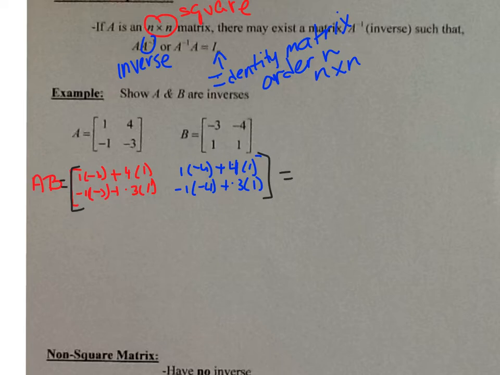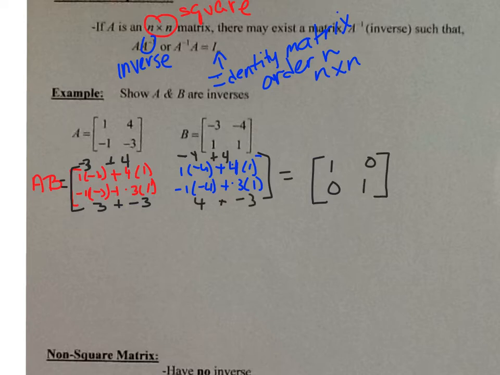Okay, so we have -3 times 1 is -3, plus 4 times 1 is 4, so that's -3 plus 4 is 1. -1 times -3 is 3, plus -3 times 1 is -3, so 3 plus -3 is 0. 1 times -4 is -4, plus 4, which is 0, and 4 plus -3 is 1. So notice that when I multiply my two matrices together, I get the identity element. So therefore, they are inverses of each other.